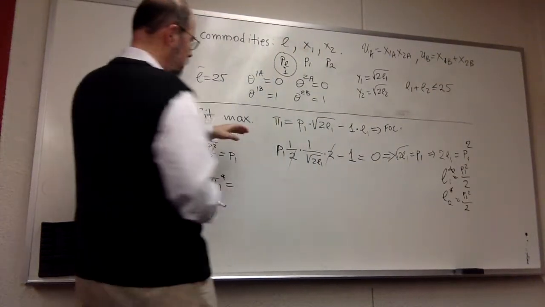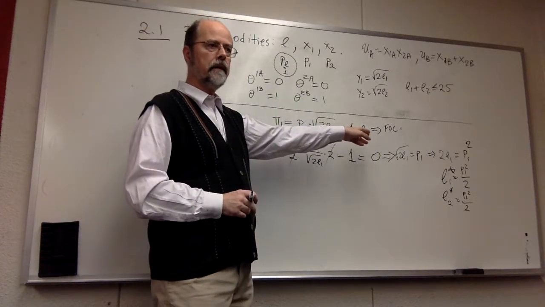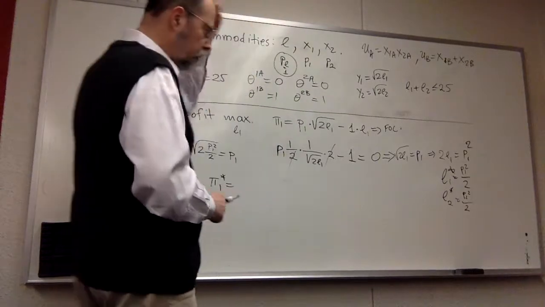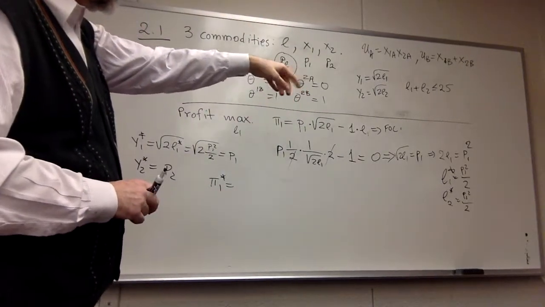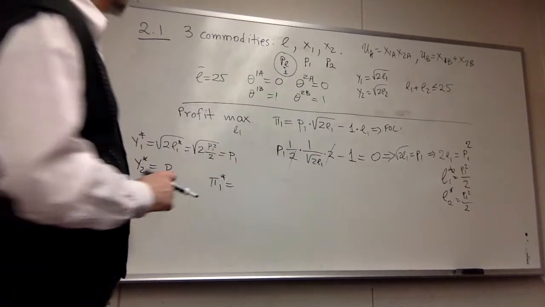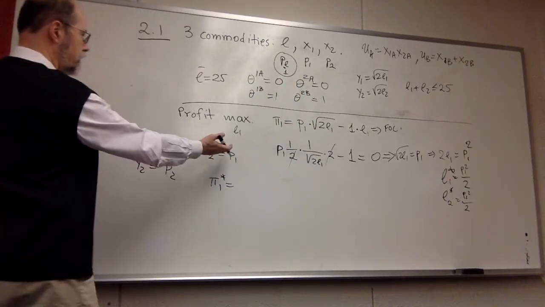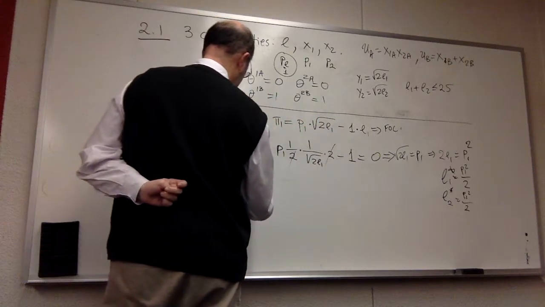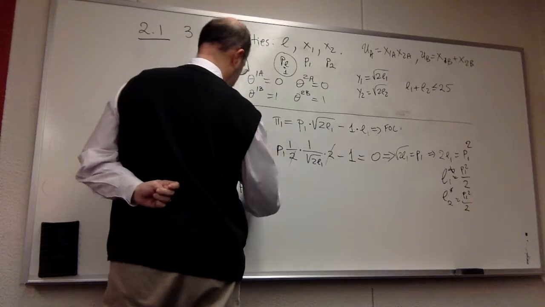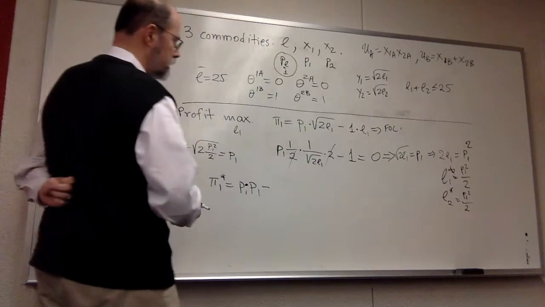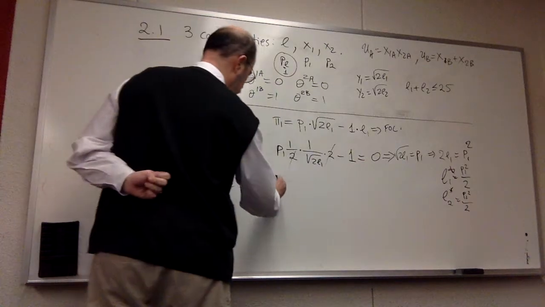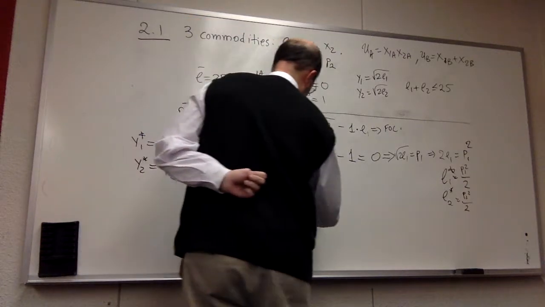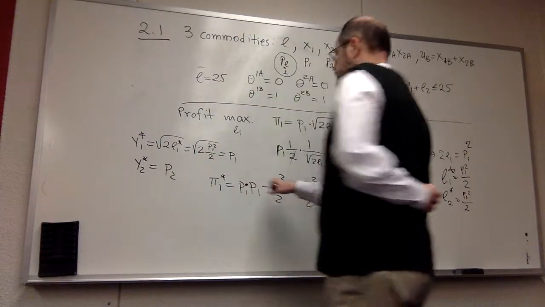For firm 1, all you have to do is take the expression for the profit and substitute what you found for the L input, right? So what did we find? We find L1 equals P1 squared over 2. I already calculated that the output should be P1. So it is P1 times P1 minus the L1, which is P1 squared over 2. So voila, P1 squared over 2 is the profit of firm 1.